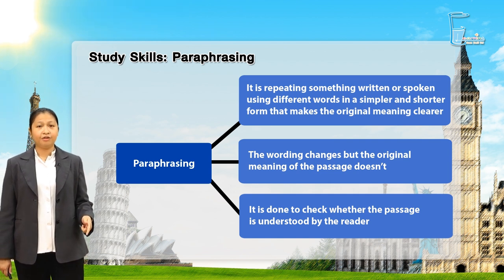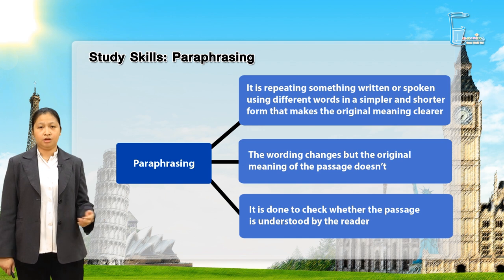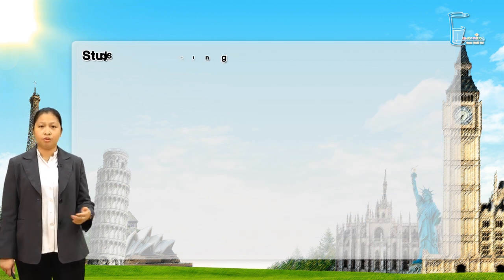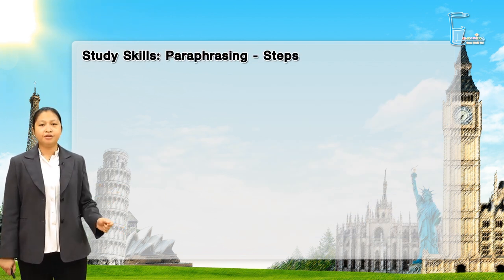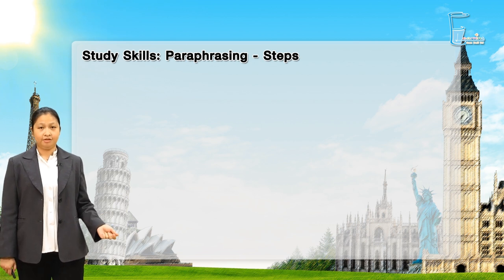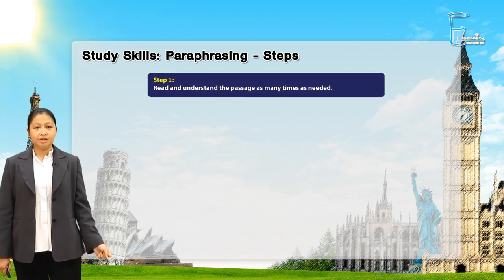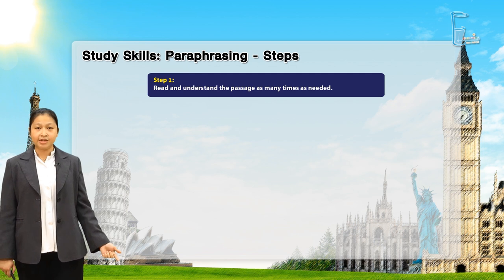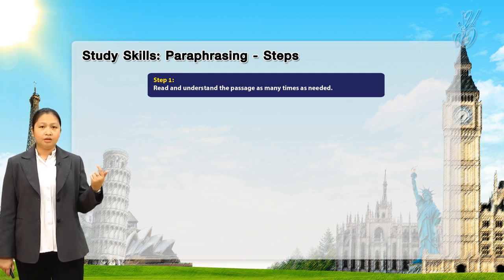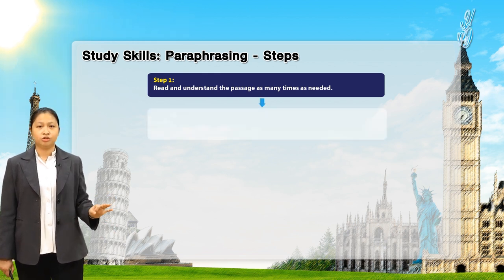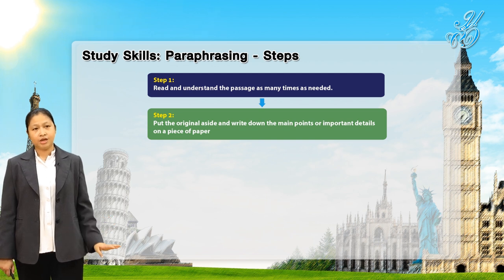So how do we paraphrase an article? How do we paraphrase a passage or a paragraph? Here are the steps for paraphrasing. Step 1. Read and understand the passage as many times as needed. You can read twice, you can read 3 times, just as long as you understood the passage. Step 2.